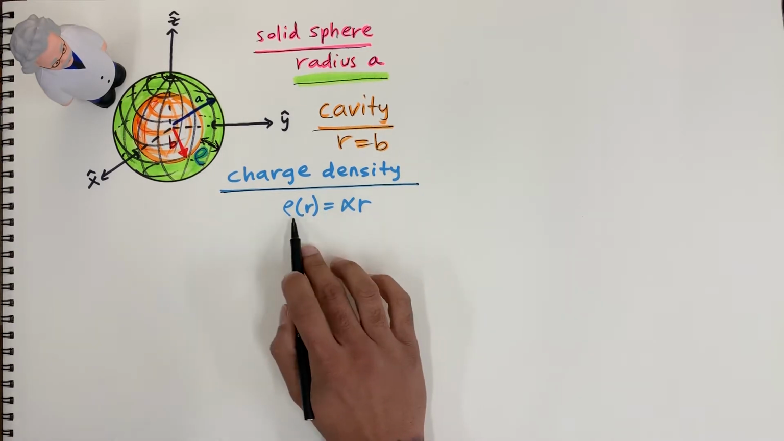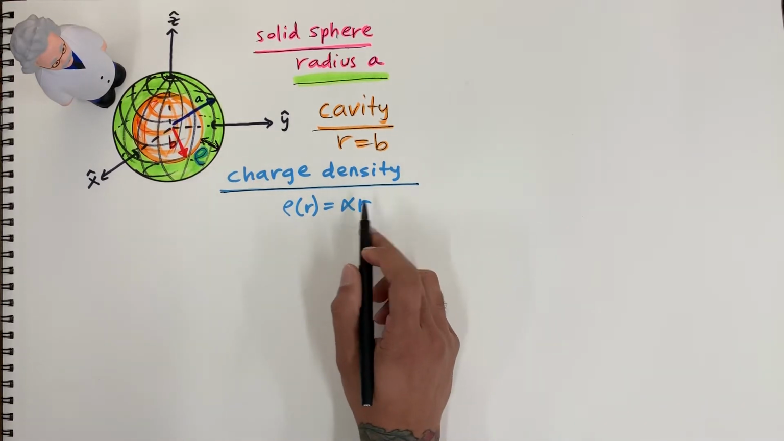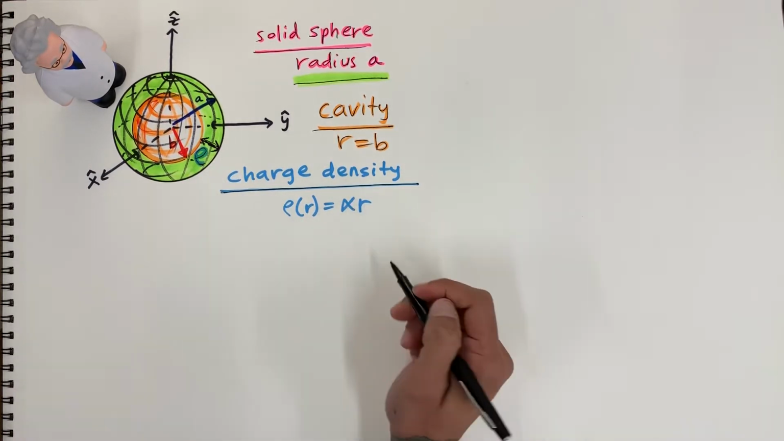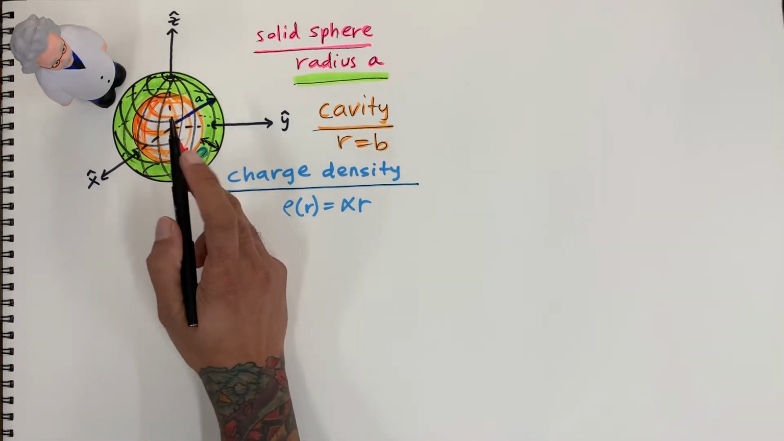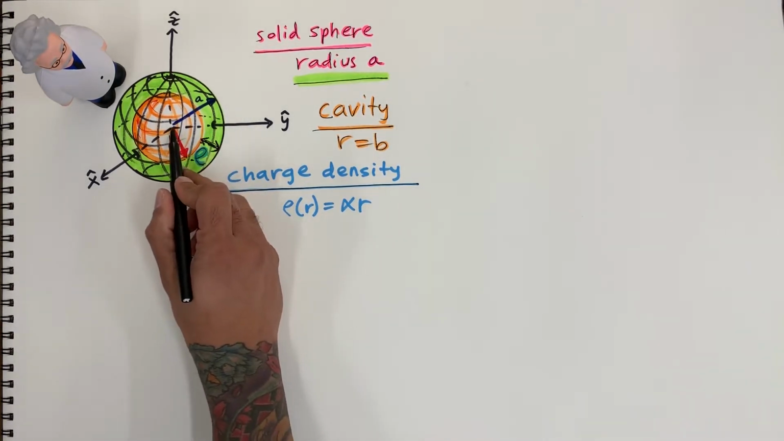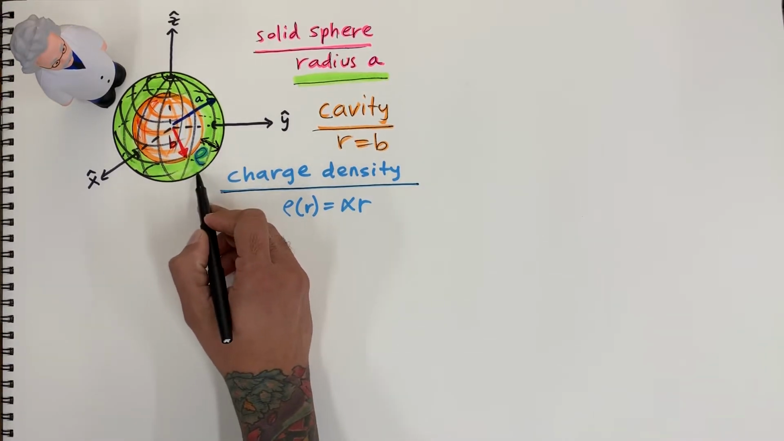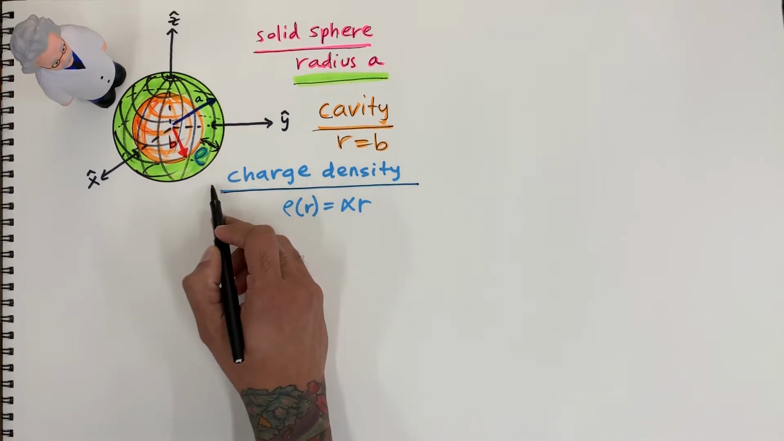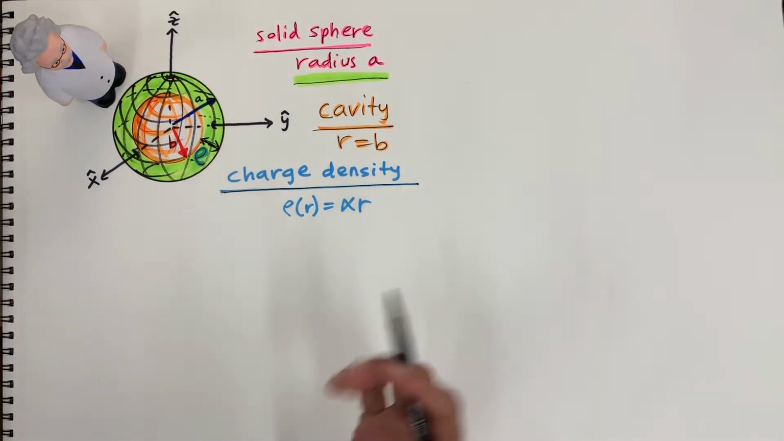And so they give us that the charge density, which is a function of R, because we're going radial, is equal to alpha R. Okay, so these are the things that are given in the beginning. And let's go ahead and find the electric field for three regions. We're going to find it for 0 to B, from B to A, and from A to a radial distance outside of the sphere. So we want to check the electric field in each of those areas.